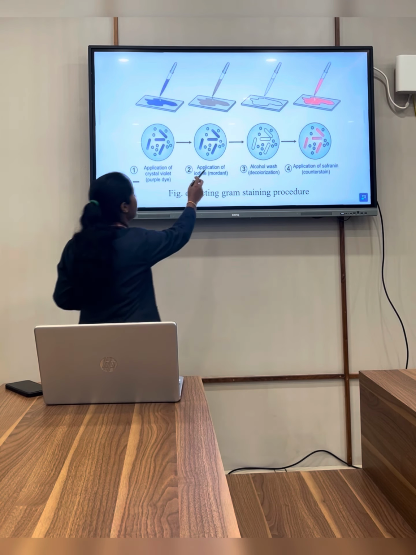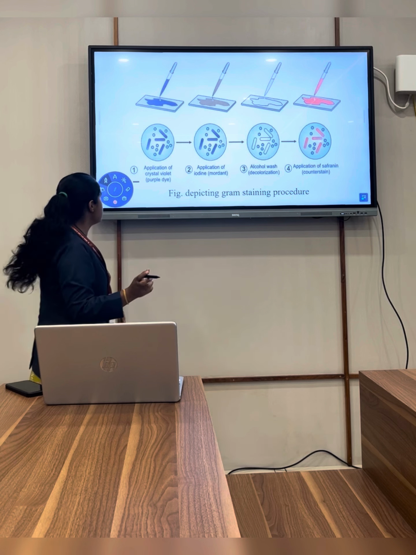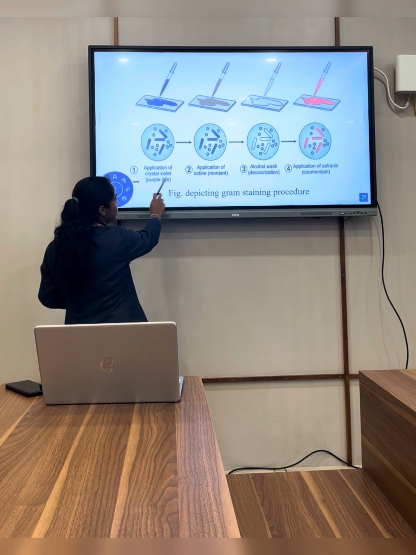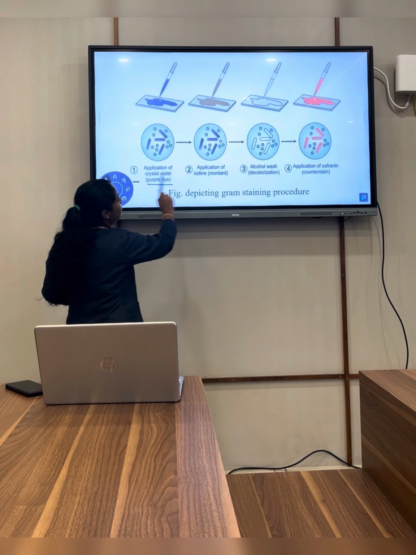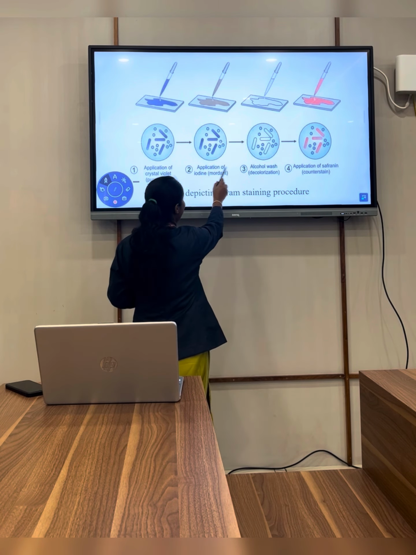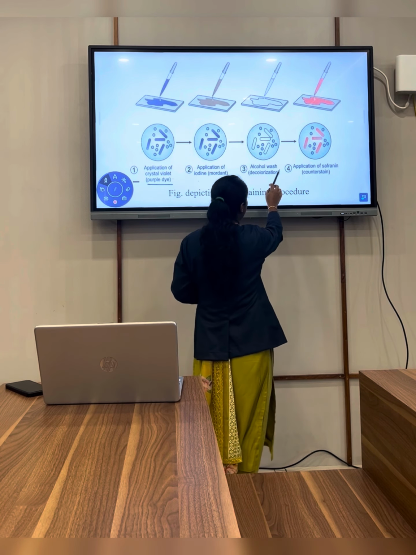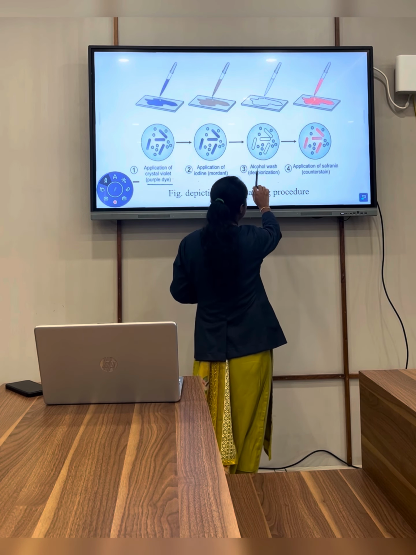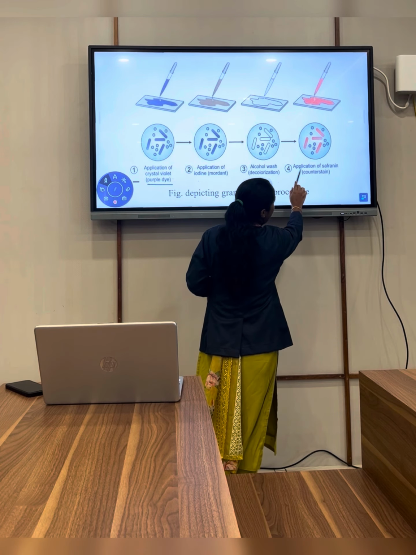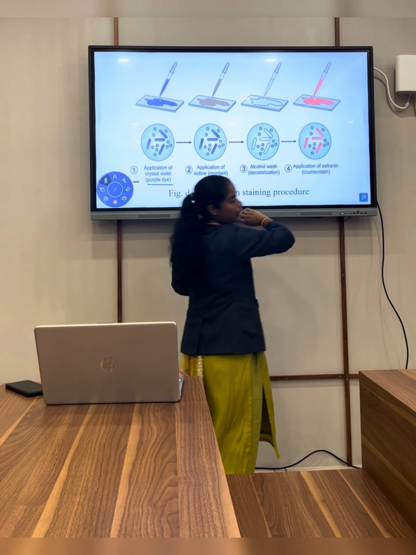This is a pictorial representation of the Gram staining procedure. It includes application of crystal violet. The cells will appear purple in color. Then application of Gram's iodine, the mordant, and third, application of the decolorizer, alcohol or acetone, and fourth step, application of the counter stain, safranin.